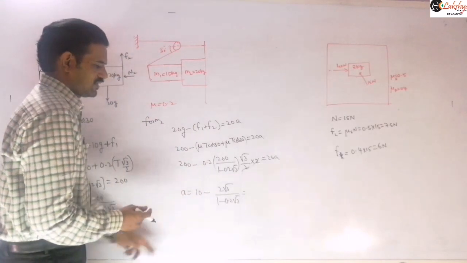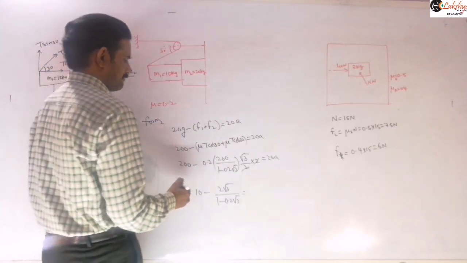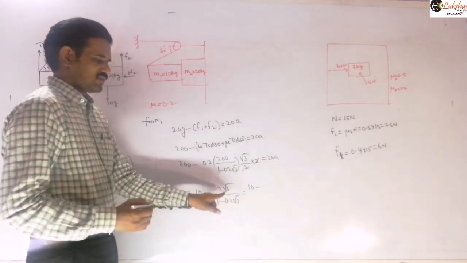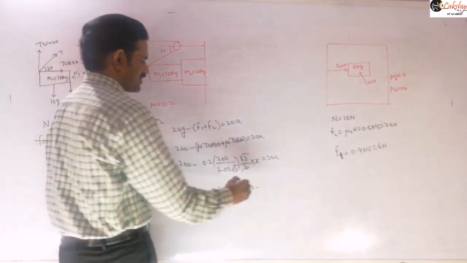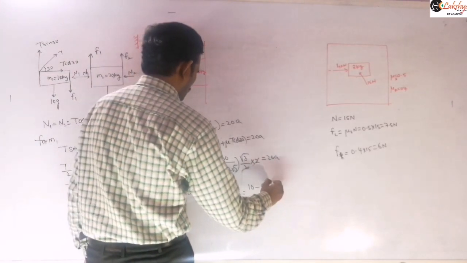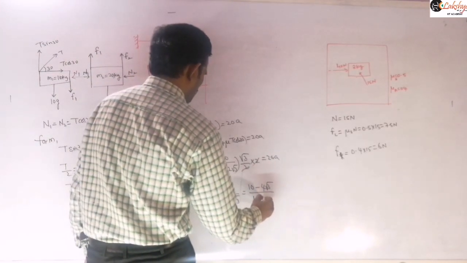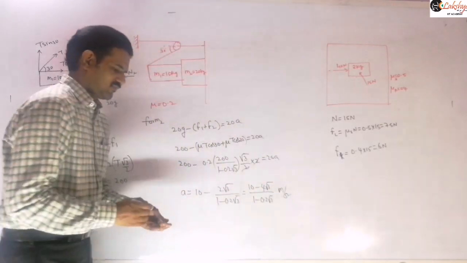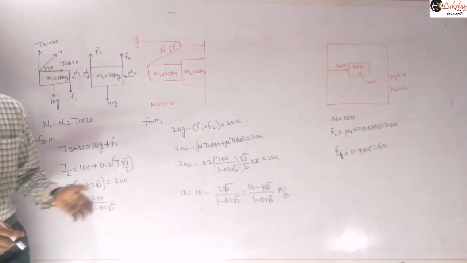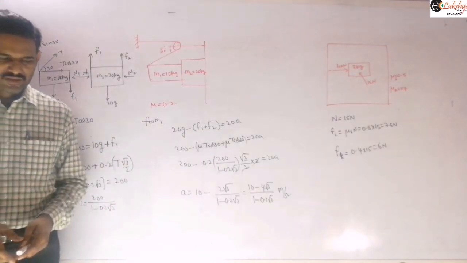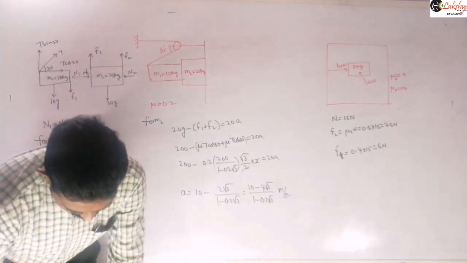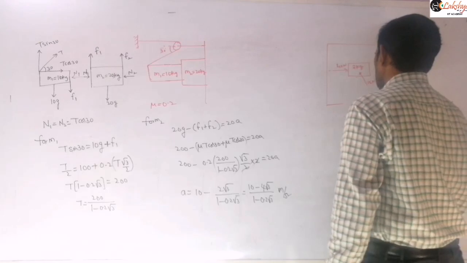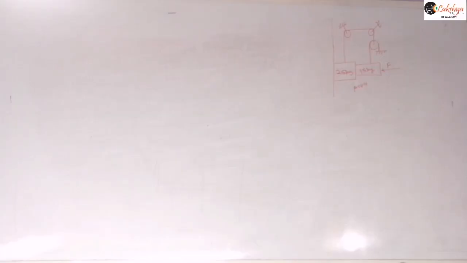If you take the LCM, then you will get 10 minus 2 root 3, and here also 2 root 3 is there, so you will get 4 root 3 by (1 minus 0.2 into root 3) meter per second square. If you want to simplify further, you can substitute the root 3 value. That depends on the options there, right? So that is the case here. Now let us take one more similar problem.